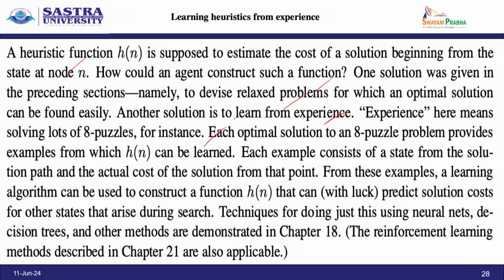Each example consists of a state from the solution path and the actual cost of the solution from that point. From these examples, a learning algorithm can be used to construct a function h(n) that can, with luck, predict solution cost for other states that arise during search. Techniques for doing just this using neural nets, decision trees and other methods are demonstrated in this chapter. The reinforcement learning methods described in the chapter are also applicable.